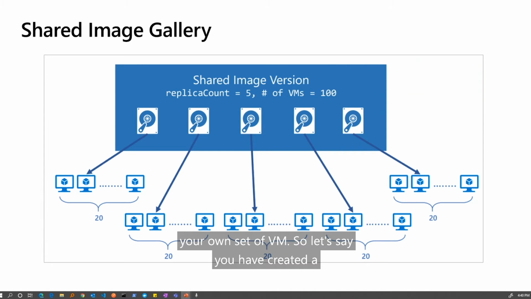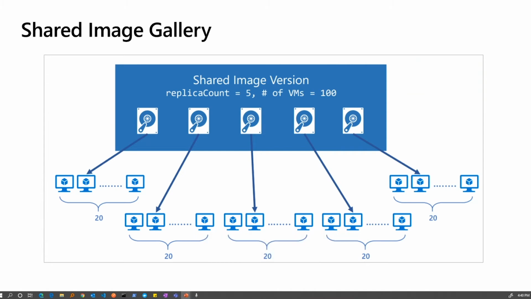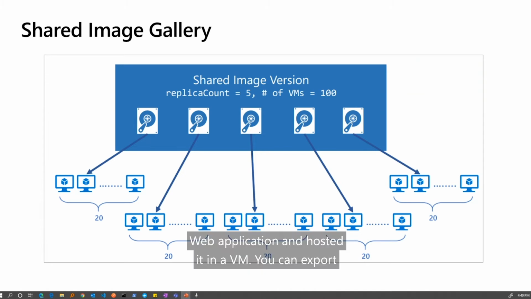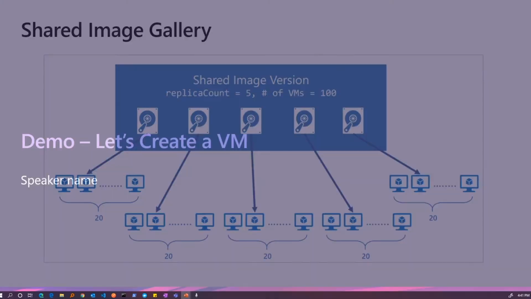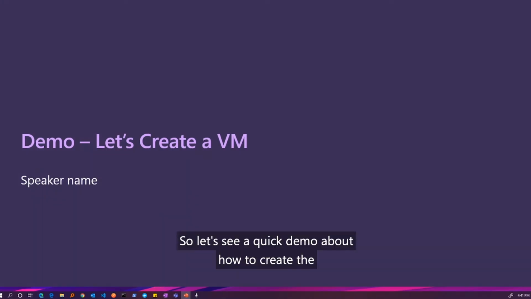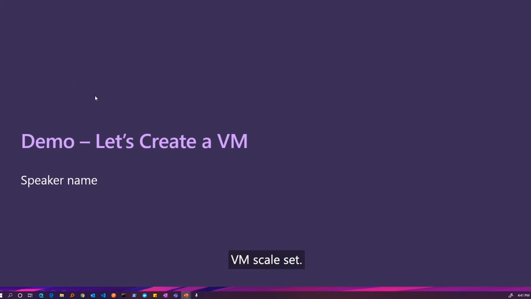So let's say you have created a web application and hosted it in a VM. You can export and create that as an image later on if you want to replicate it in another VM. So let's see a quick demo about how to create VM scale sets.